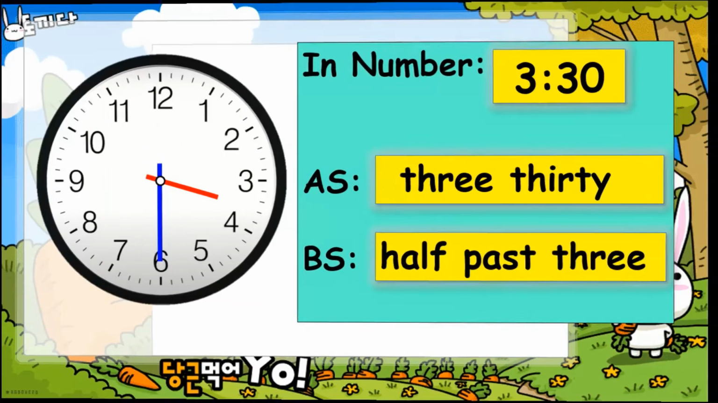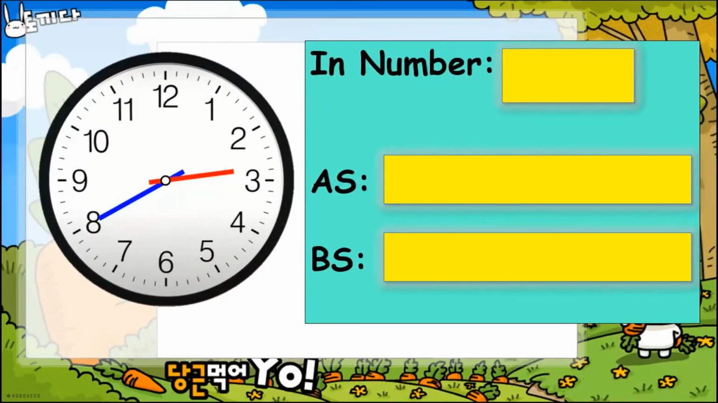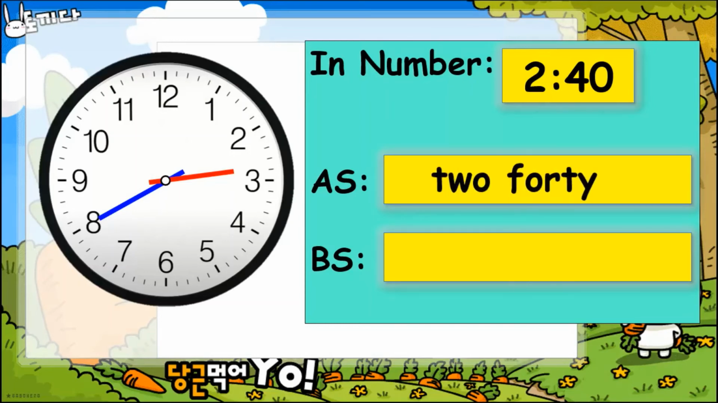In this picture, the hour hand points at the space between 2 to 3, and the minute hand points at 8. In number, we can write time as 2:40. In American style, we read as 2:40. In British style, we read it as 20 to 3.